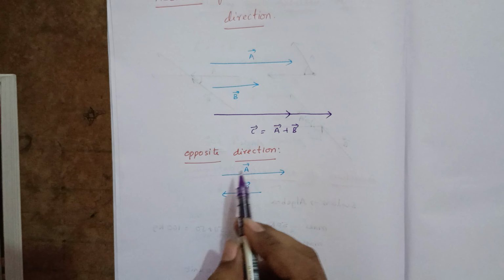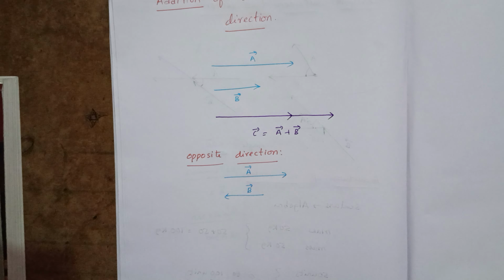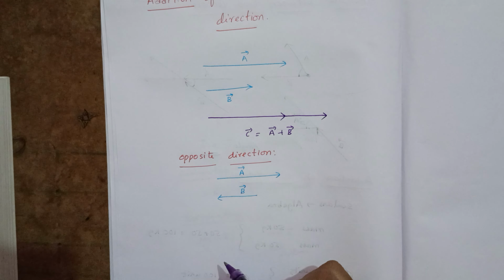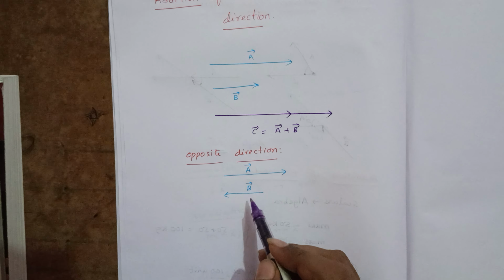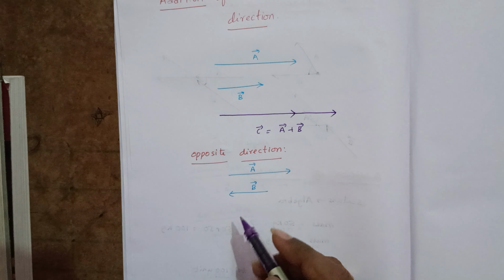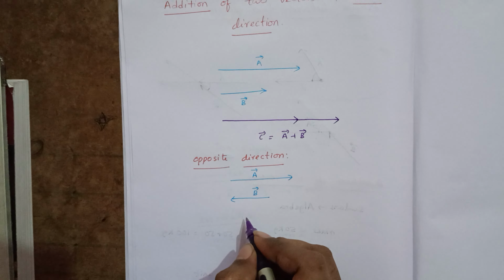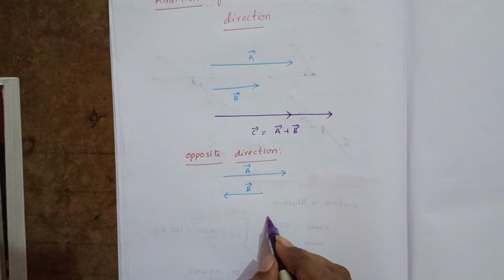Now, two vectors are in opposite direction. Addition of two vectors in opposite direction. Let us take a bar and b bar, two vectors moving in exactly opposite directions. So here we can write the remaining part.